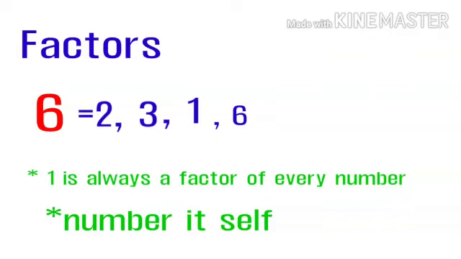Because like we have 97 or 93, so 93 ones are 93. So always the number itself is also a factor of that number. So these 2 points you should write in your copy as a note, and this is very important, and I hope you will get this very well.